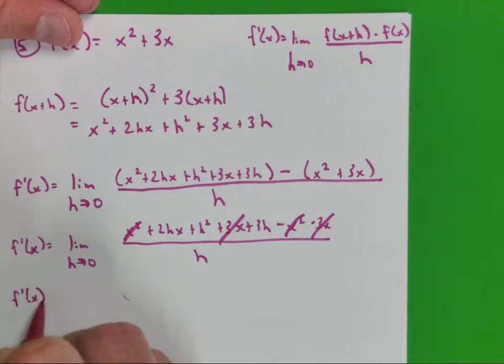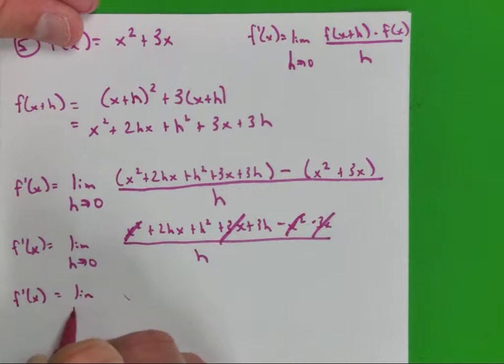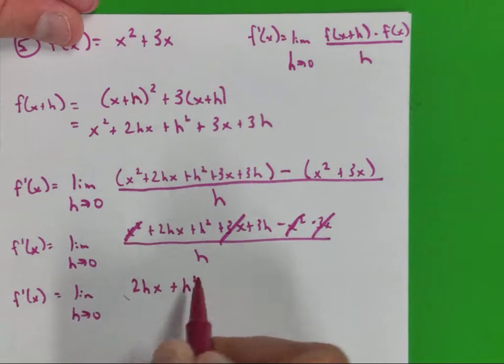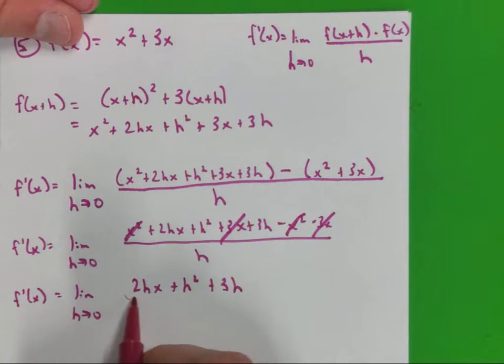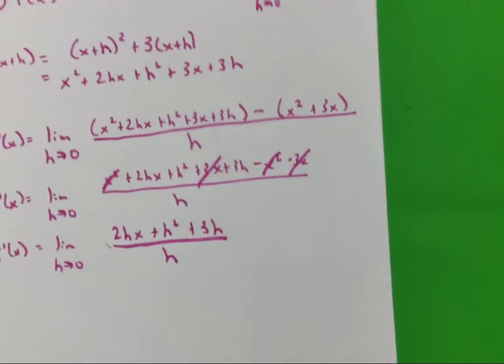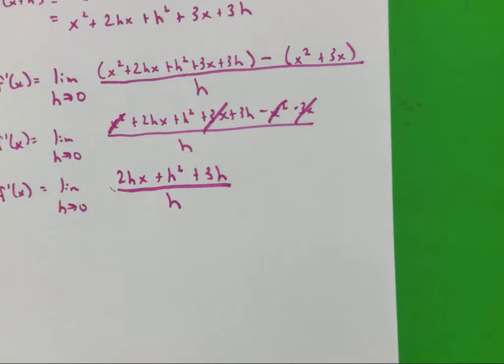So now I got f prime as the limit as h approaches 0 of 2hx plus h squared plus 3h over h. Now I'm ready to take the limit of that. Well, we just had a test on that. I'm going to try direct substitution. I plug 0 in. What do I have in the denominator? 0. So I got to use one of my toolkit strategies. I need that h to leave the denominator.